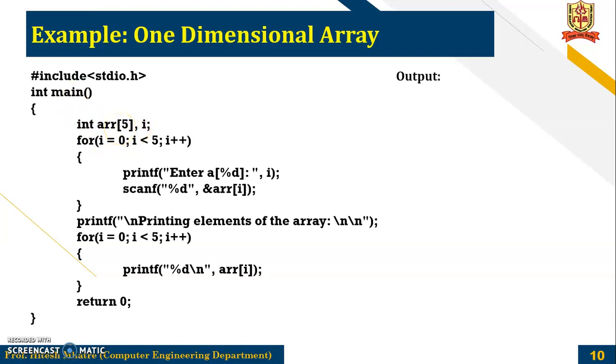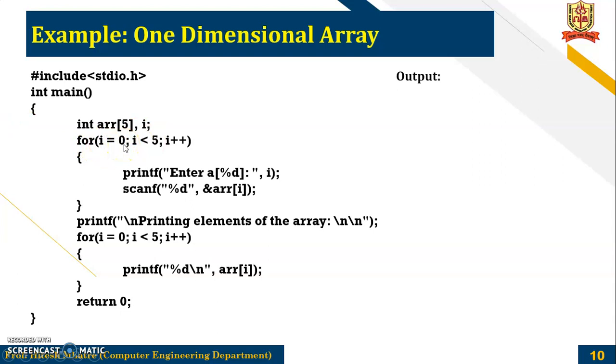One important point: whenever you assign the elements of an array, the index number starts with 0. Normally a number count starts with 1, but whenever you are accessing an array memory location, it starts with 0. So ARR of 0. Then I am considering the variable I as a loop variable, so starting with a for loop, for I equal to 0.